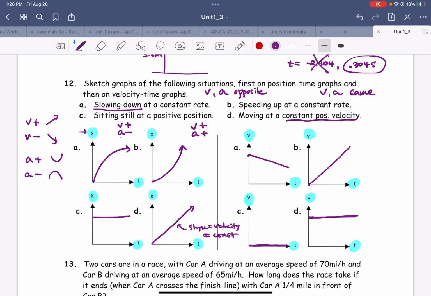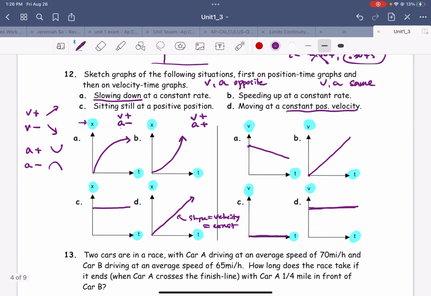I want you to practice that one. It will be on your unit test. This kind of thing, teachers always put on the test.